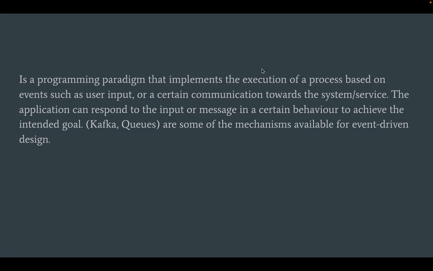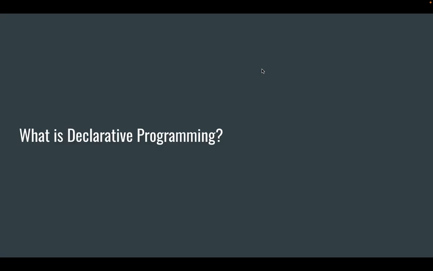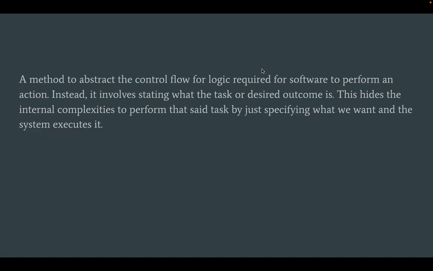So that's about it for this particular question. Let's move into the next one. What is declarative programming? In this instance, this is a method to abstract the control flow for logic required for software to perform an action. So again, it's an abstraction of the control flow for the logic.